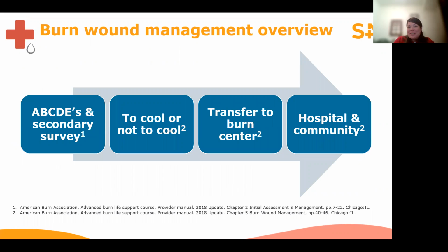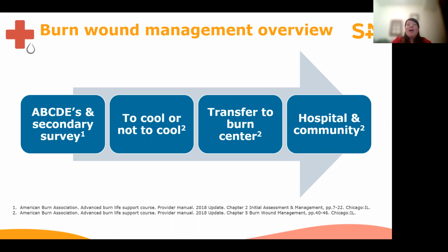So we'll now transition into digging into burn wound management, and some of the questions that had come up in my previous role in educating within emergency departments on burn wound management. Always remember, especially at the scene when that survivor arrives in your emergency department, that your first priority is really the ABCDEs: airway, breathing, circulation, disability, exposure, and then, of course, at the scene, that secondary survey to ensure that you're not putting yourself in danger.